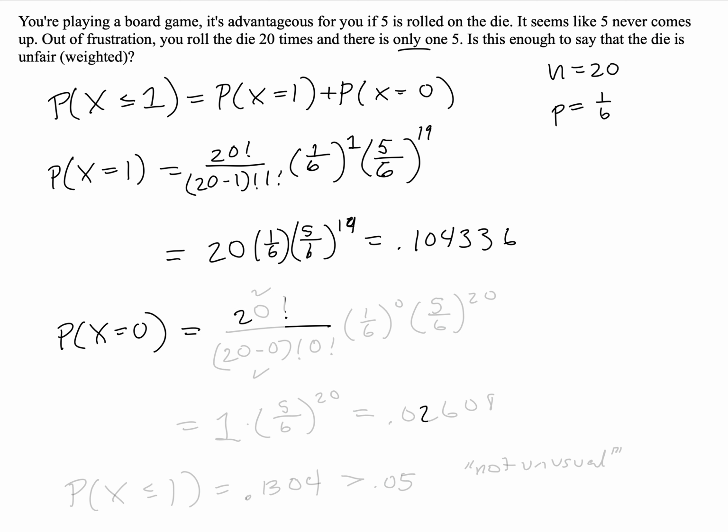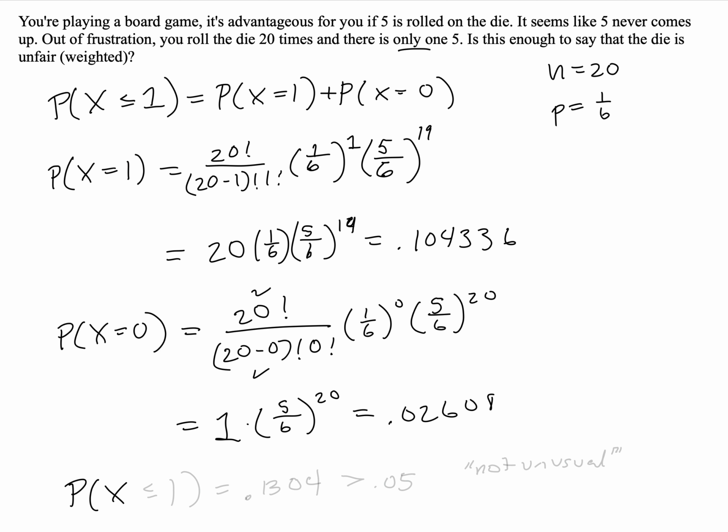Then we can find the probability that x is equal to 0. So that's 20 factorial over 20 minus 0 factorial times 0 factorial, times 1/6 to the 0 power times 5/6 to the 20th power. And simplifying that, 20 factorial over 20 factorial cancels out. 0 factorial is 1, so this is just 1 times 1/6 to the 0th power, which is also 1, times 5/6 to the 20th power. And if we calculate that out, we'll get 0.02608. And so these are the two individual probabilities.